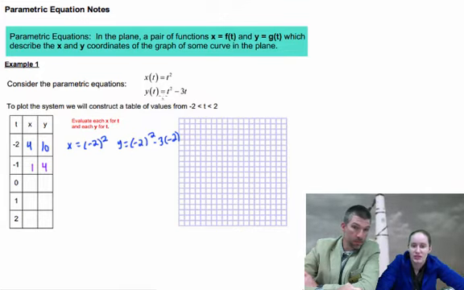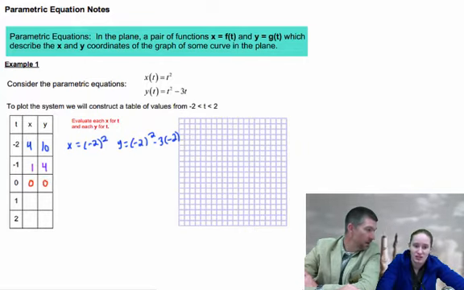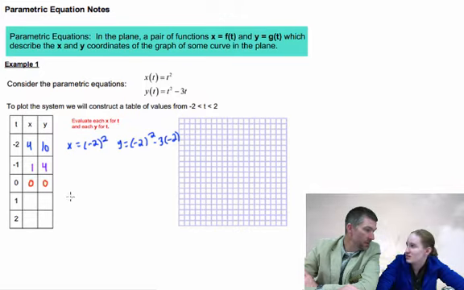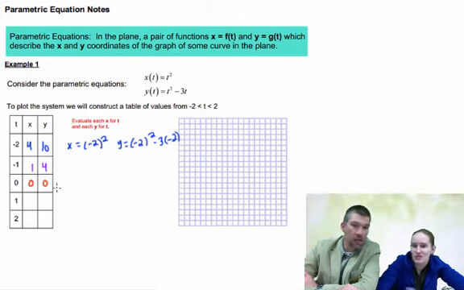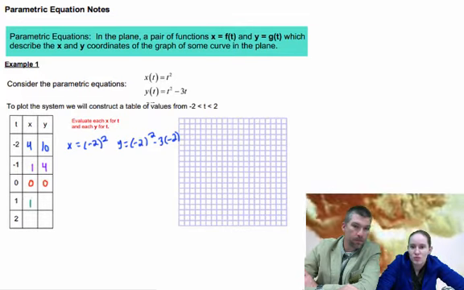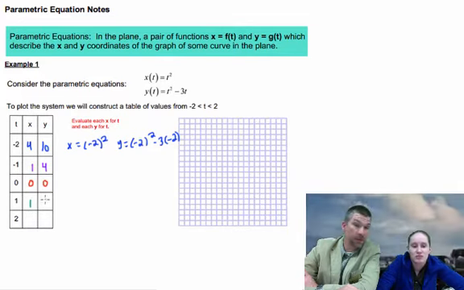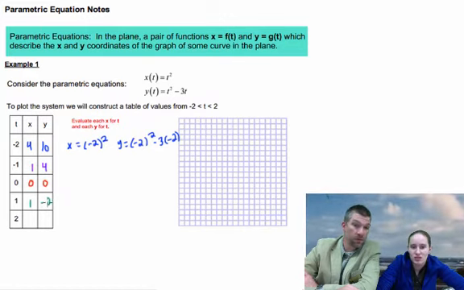Now plug in 0. 0 squared is 0, and 0 squared minus 3 times 0 is also 0. Then 1 squared is 1, and for y, 1 squared minus 3 times 1 is 1 minus 3, which is -2.